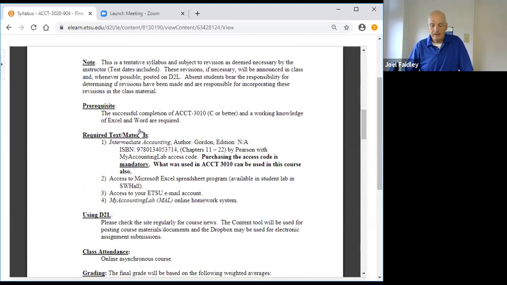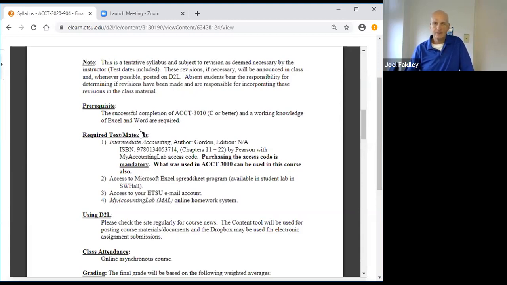The required text isn't necessarily required. It's a reference manual. I would encourage you to buy that. What you do need is the My Accounting Lab access code, which I have a PDF there with a number for you to sign in, just like you did for 3010. That code is valid, I believe, for 2 years. So whatever you use for 3010, you can use for 3020 and logging in.